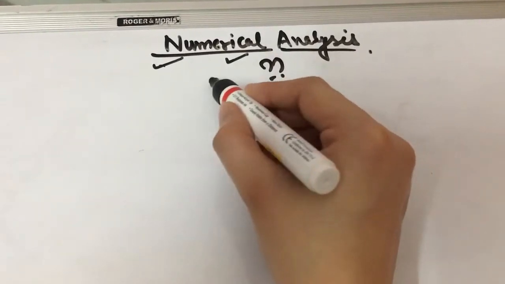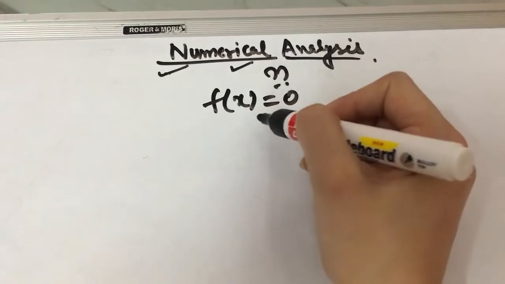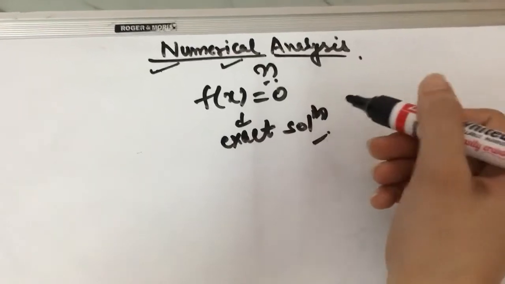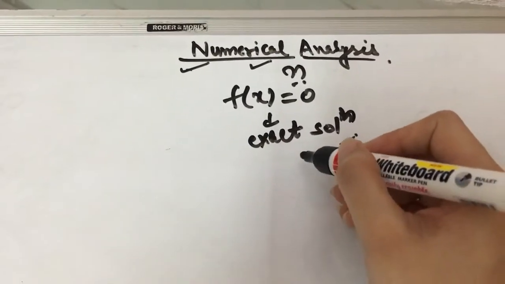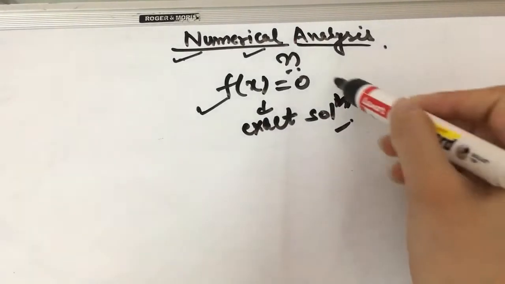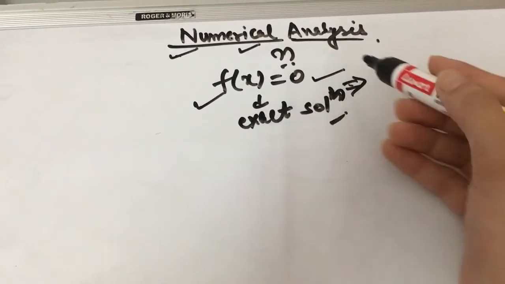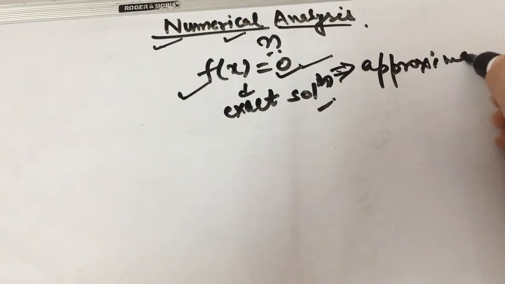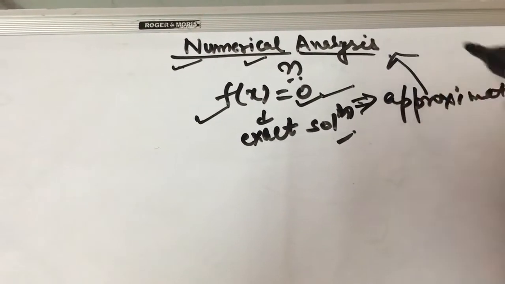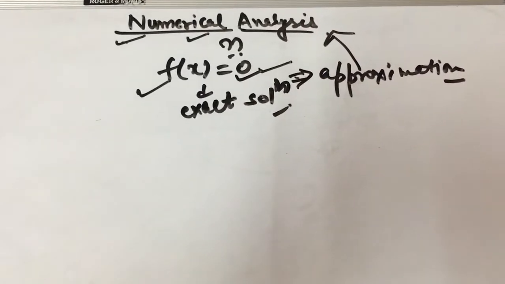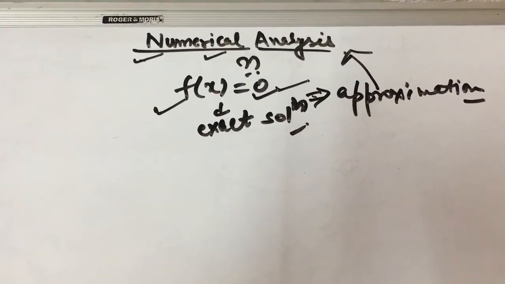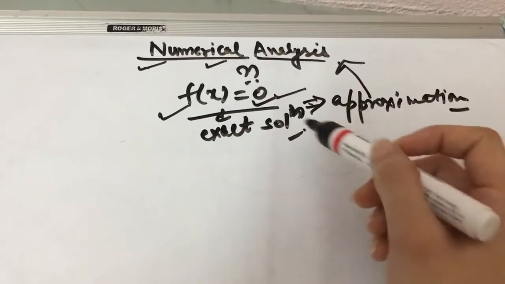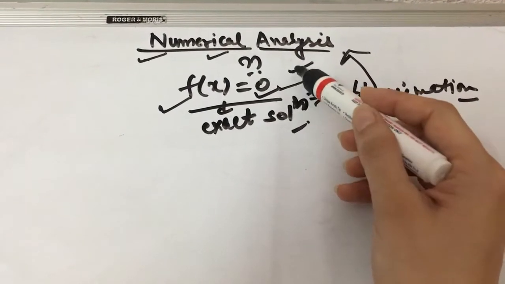The thing is, when we solve any equation and we are not able to find its exact solution, then how do we solve that equation? So from here, when we are not able to find the exact solution of any equation, we solve the equation by approximating the solution of that equation. So this approximation gives rise to numerical analysis. That means we just approximate the solution of the equation and we solve the equation. This was the need, or we can say the origin, of numerical analysis.